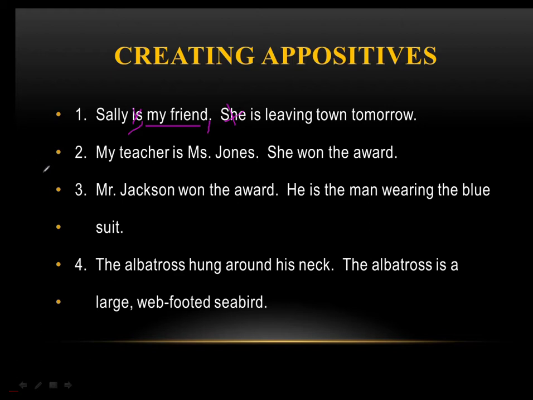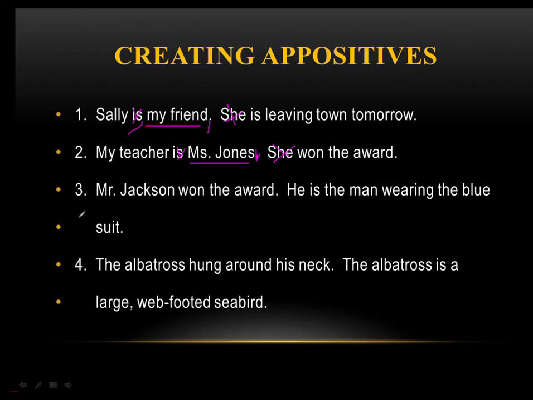Number 2, my teacher is Miss Jones. She won the award. I could do this two different ways. I could say, my teacher, Miss Jones, won the award, in which case I don't know which teacher I'm talking about unless I know her name, and therefore it would just be, my teacher Miss Jones won the award. Scratch the comma, that period out, but that's not going to be a comma. But if I wanted to start with Miss Jones, I could say, Miss Jones, comma, my teacher, comma, won the award. You can always do them two different ways.